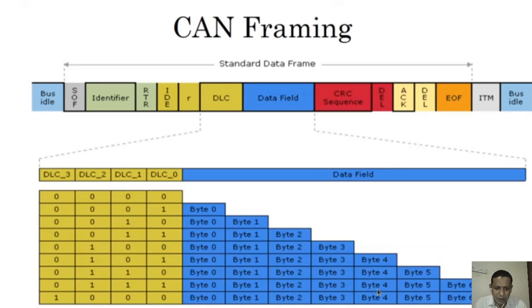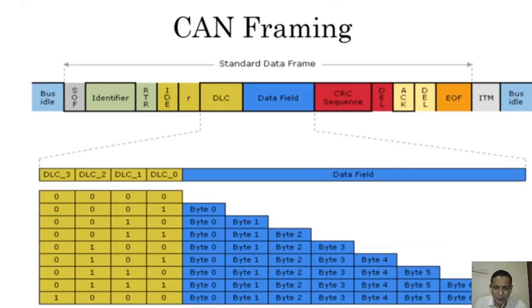So here this is a standard frame format. This is the start of frame, then this is the identifier, which can be an 11-bit identifier. Up to the identifier, both frames will have the same structure. Then this is the ID bit. If it is low, it is a standard frame format, and if it is high, it is an extended frame format.